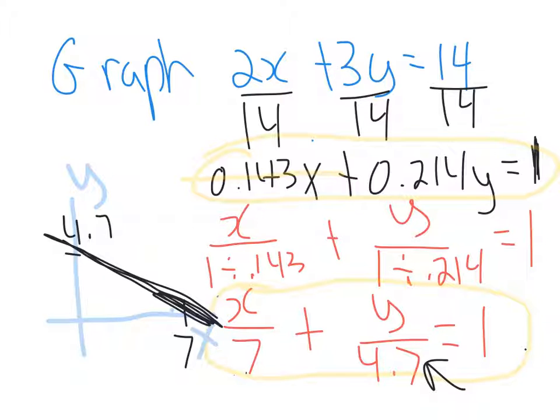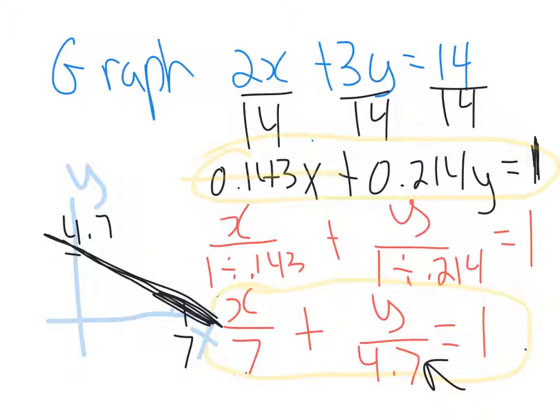But again, the steps are the same every time. You want to get the right side equal to 1. Well, the only way that you turn a 14 into a 1, or there are other ways, but the way that's easiest in this case is divide by 14. But you can't just divide one side of the equation by 14. You have to divide both sides of the equation by 14. So you divide all the terms by 14, and now you get a decimal equivalent: 0.143x plus 0.214y equals 1.